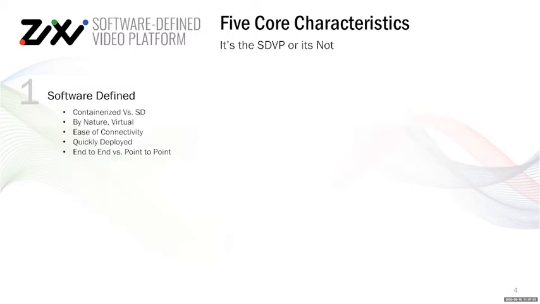And by nature, it's virtual. Connectivity is easy, deployments are fast, and it's end-to-end versus point-to-point. Not that you can't do point-to-point with a platform, but when you're looking at supply chains and you're looking at interoperability across edge devices and your multi-cloud and your multi-IP network, you really need something that's software deployed in order to get end-to-end results.